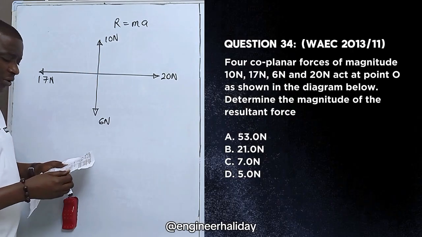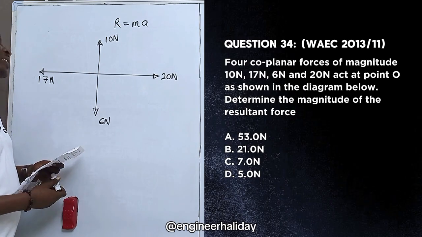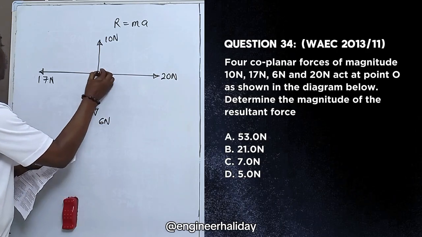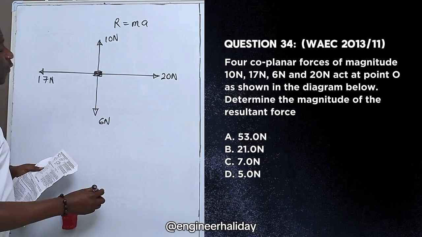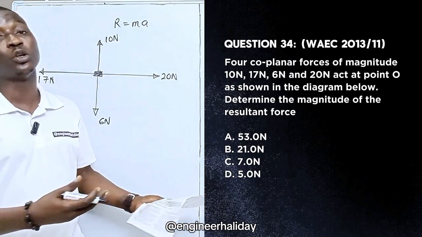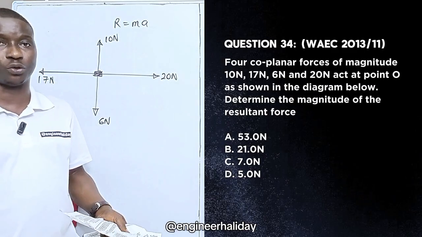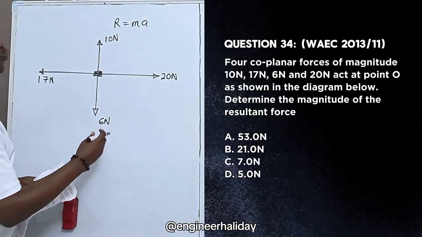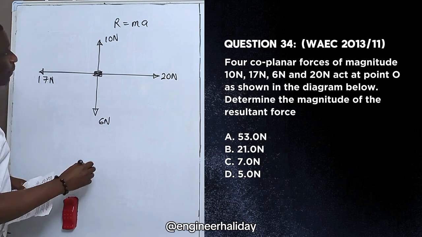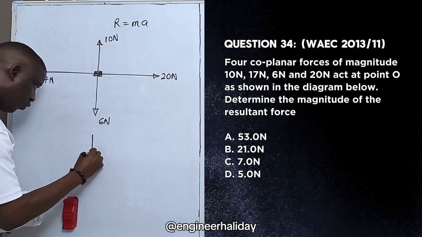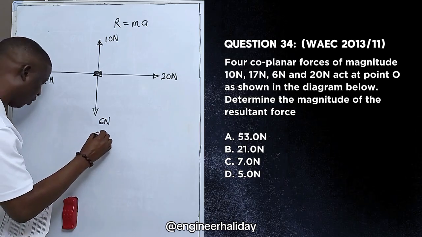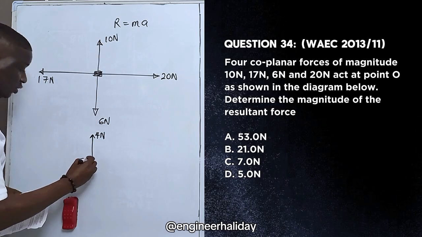Now determine the magnitude of the resultant force. How do we find it? When two forces are moving in opposite directions, you subtract. But when they are moving in the same direction, you add them together. Now 10 Newton is going upward, 6 Newton is going downward, so we subtract. The overall resultant force along the vertical will be 4 Newton upward, because 10 Newton is higher than 6 Newton.